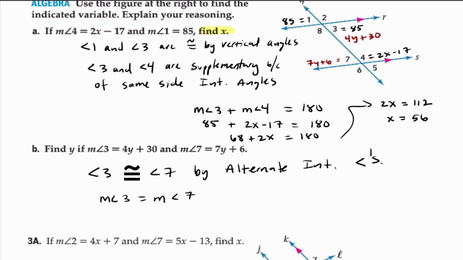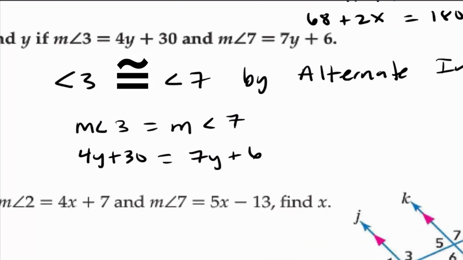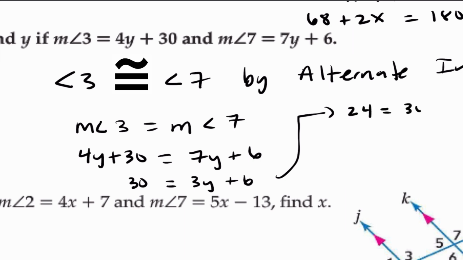So I can go ahead and substitute. I'm going to write 4y plus 30, which is equal to 7y plus 6. I can go ahead and subtract both sides by 4y, so I have 30 equals 3y plus 6. And then I'm going to subtract both sides by 6 so I can get 3y by itself. And that's going to give me 24 equals 3y. So y equals 8. And that's your answer for B.